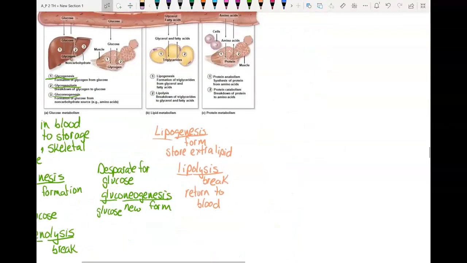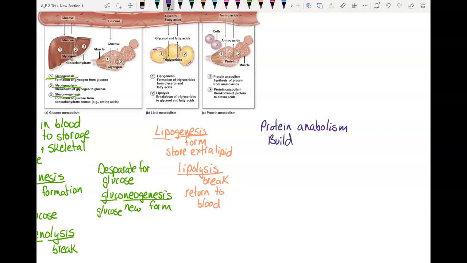Whenever you have plenty of amino acids in your blood, you do protein anabolism. So this is where you will build amino acids into protein. And this happens in all cells of your body, and especially in your muscles. So that's why here they're showing just cells in general, because every cell is going to do this, but then they also have a muscle because your muscles do a lot of this.